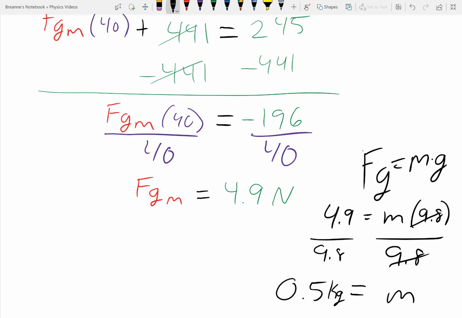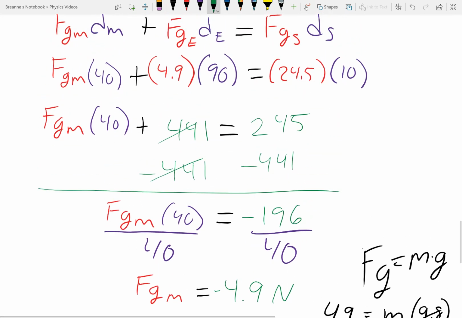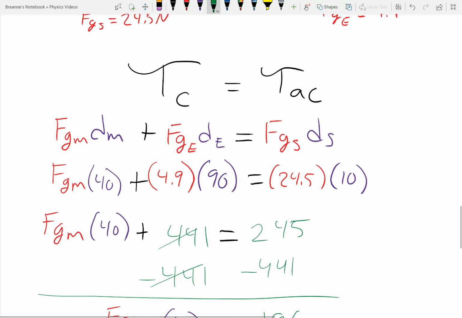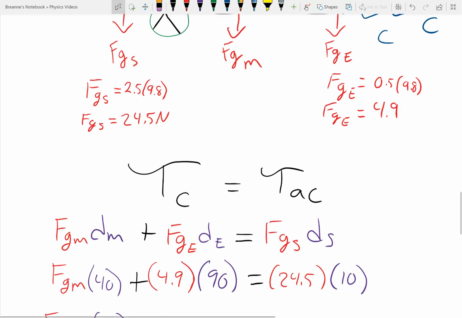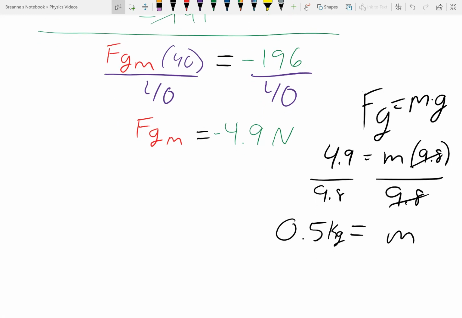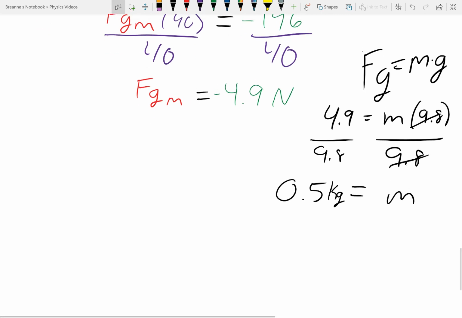Remember, I just said the negative is direction. So all that's telling me is that the force of gravity is down. That's all it's telling me. And it is. Force of gravity is always down. So, again, negative is just a direction. We're just looking for mass. Mass doesn't have a direction, so you can just drop the negative.